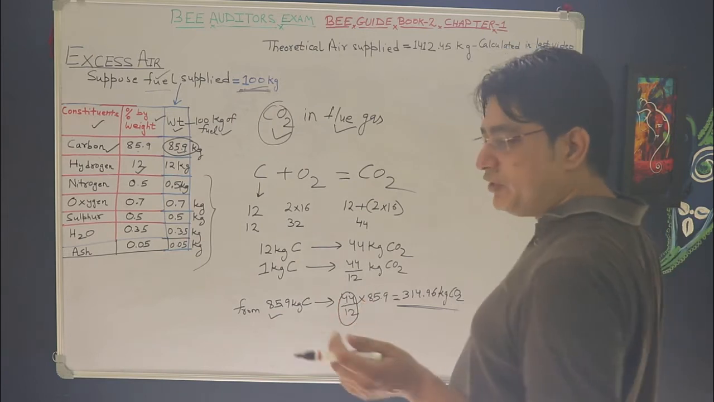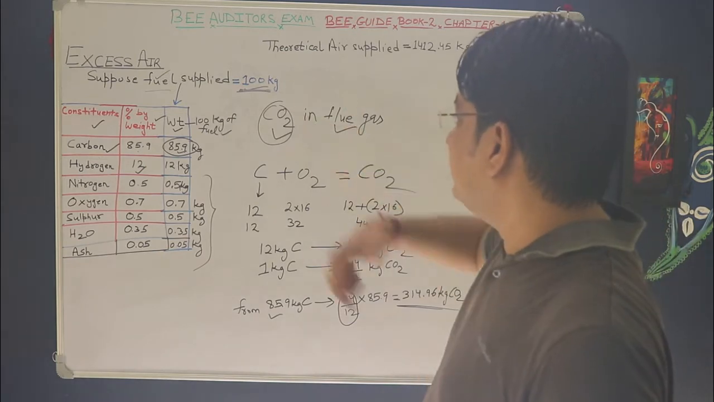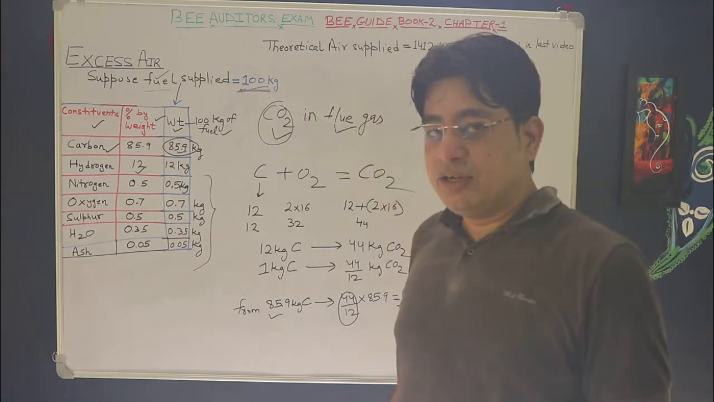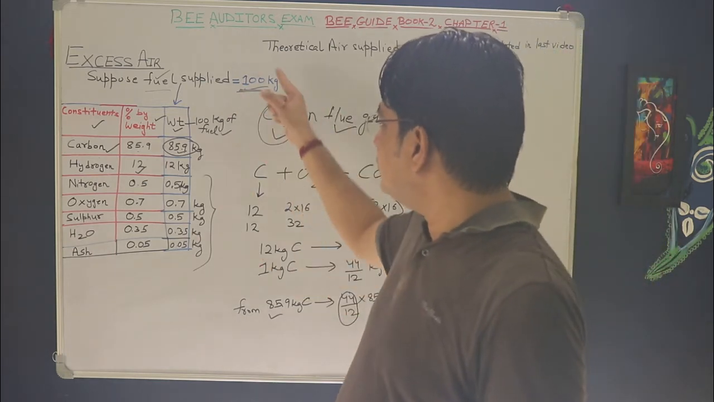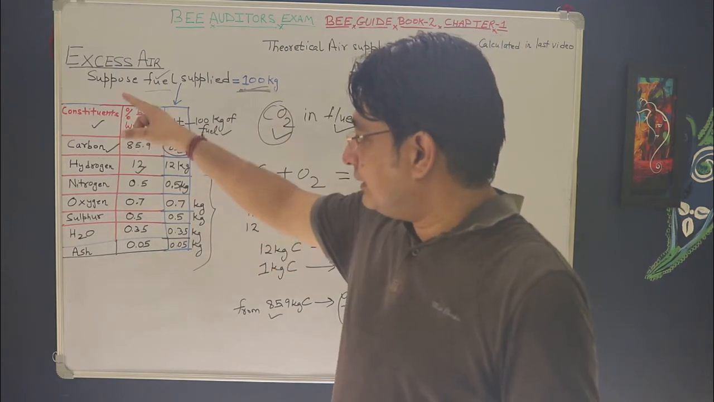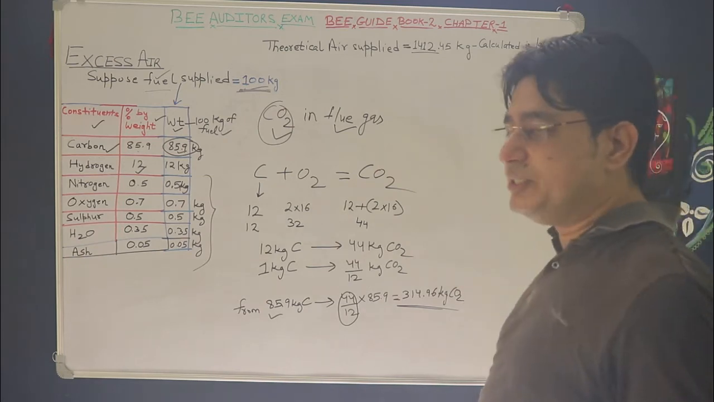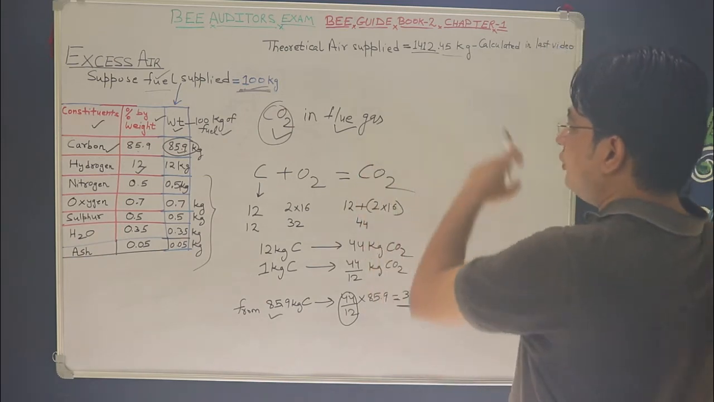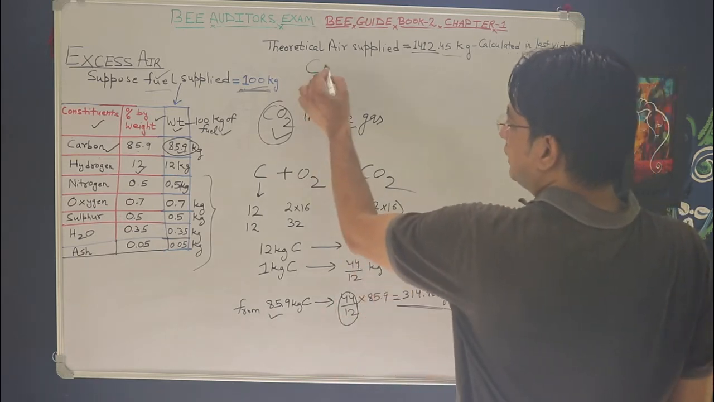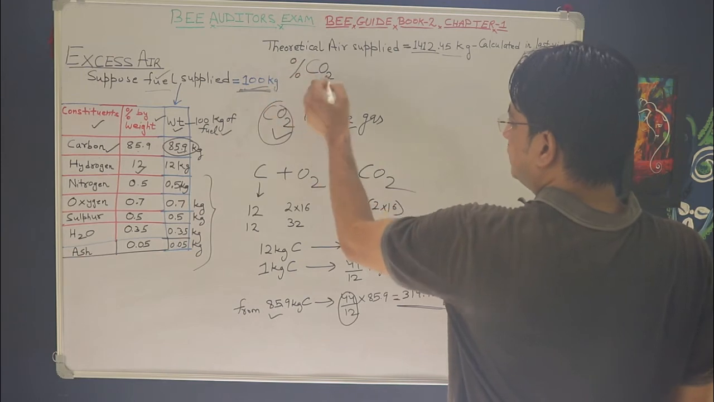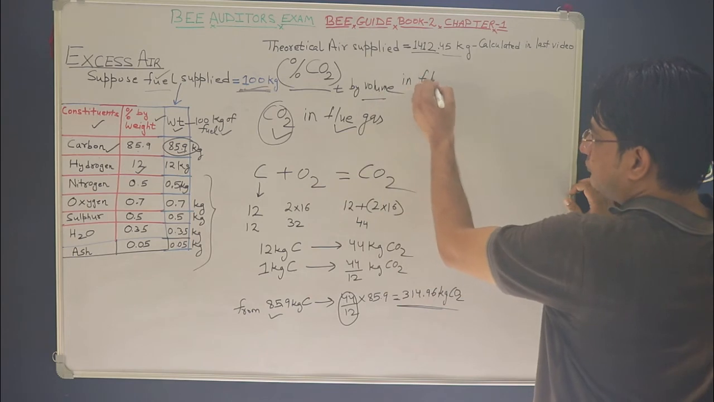Now friends, if you remember, in my previous video I calculated that the amount of theoretical air required for the combustion of this 100 kg of fuel, as per the same constituents, is 1412.45 kg. So you can check my previous video, I will not repeat it again. Now what are we supposed to calculate? We are supposed to calculate percentage CO2 theoretical by volume in flue gas.